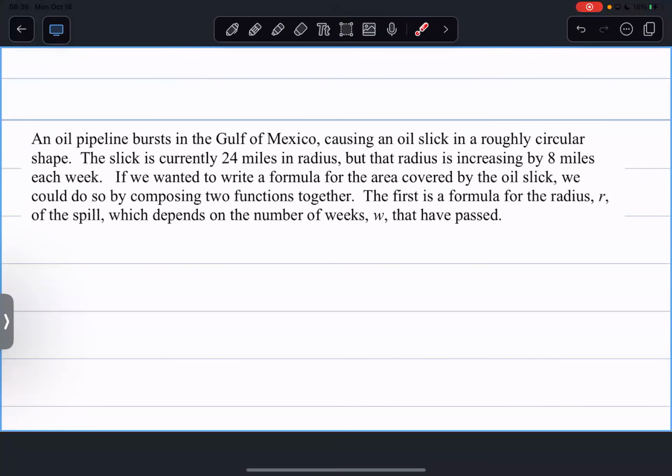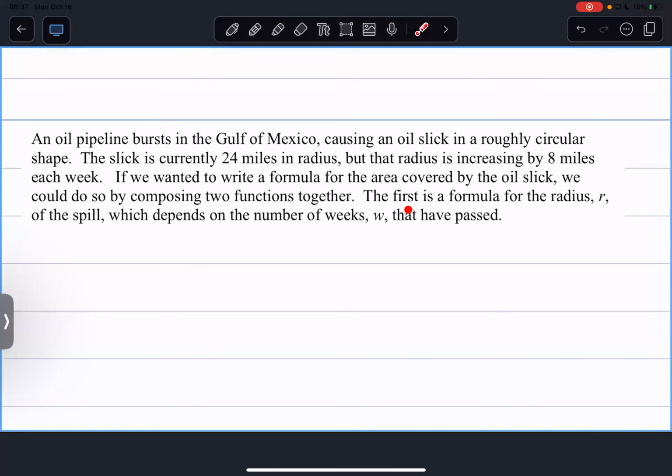An oil pipeline bursts in the Gulf of Mexico. Sounds familiar. Causing an oil slick in a roughly circular shape. The slick is currently 24 miles in radius, but that radius is increasing by 8 miles each week. Yikes. If we wanted to write a formula for the area covered by the oil slick, we could do so by composing two functions together. Oh, those function compositions. We don't like those, but we need them.